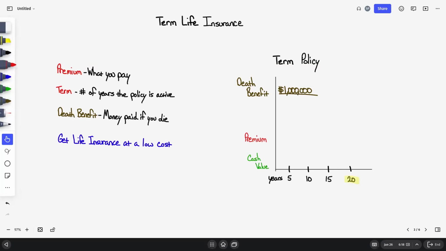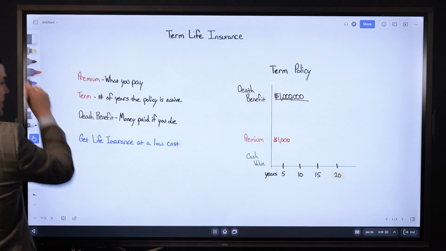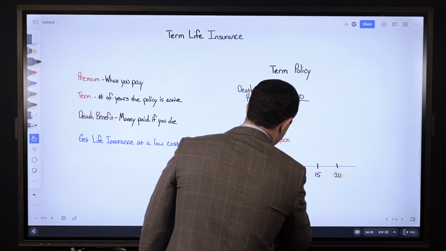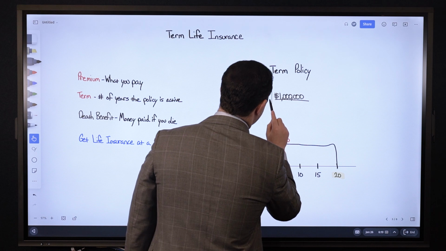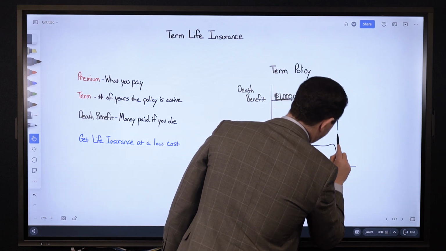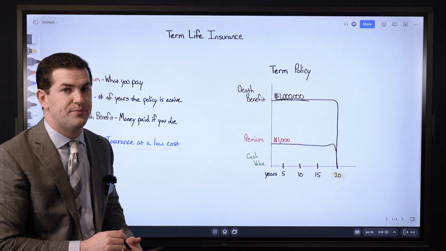And we'll assume that the premium costs $1,000 per year. So what this means is every year you'll have to pay a $1,000 premium. And if you die at any point in time during that 20 years, what happens? The death benefit of $1 million is paid out to your beneficiaries, 100% income tax free.